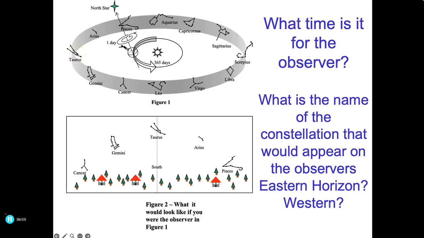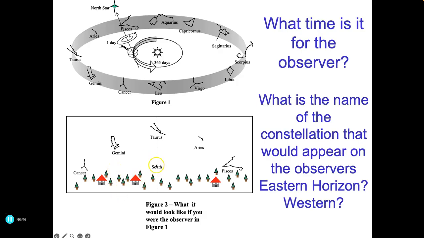Well, it must be midnight, right? Because your position on the Earth is facing directly away from the Sun, so it must be midnight. If your position on the Earth is facing right toward the Sun, then it would be noon, right? What are the constellations that appear on the eastern and western horizons?